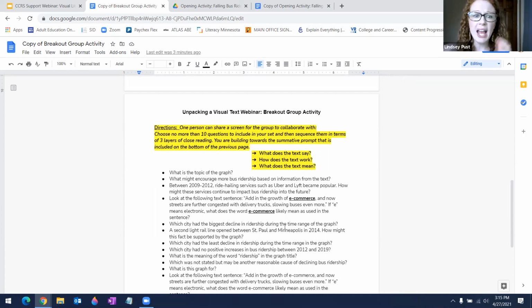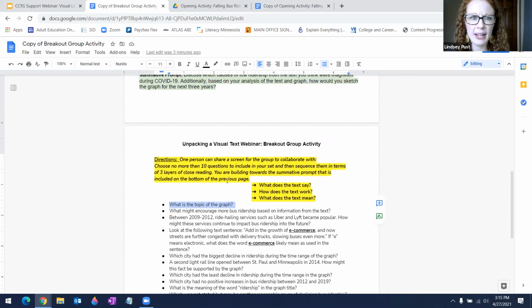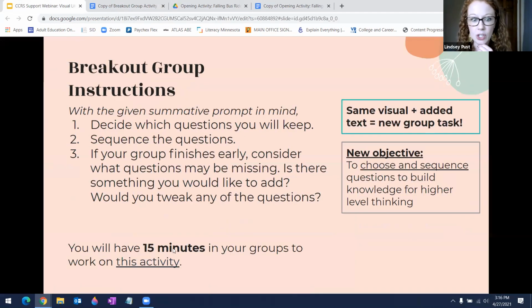One person can share, and then you can just copy and paste these questions around and get rid of some. And maybe there's a question that you think should be on here that's not, you can add it. But we're just giving you some time to play and practice sequencing and talking through how we effectively get students prepared to discuss this. You will have about 15 minutes. We might extend it a little bit.